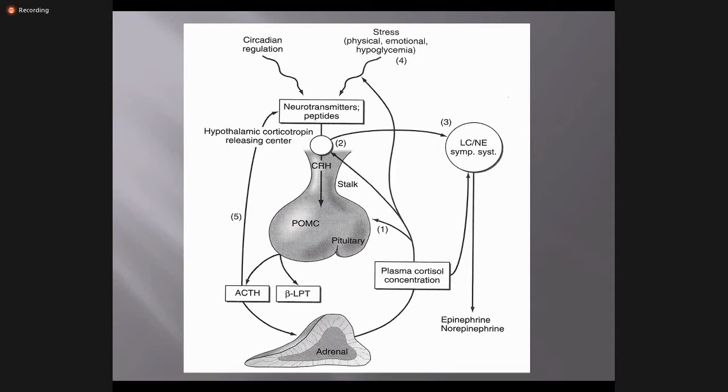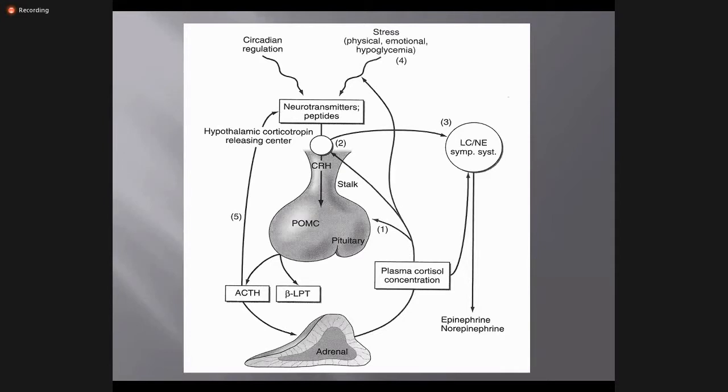The hypothalamus releases the hormone corticotropin-releasing hormone, CRH, and this hormone acts on the anterior pituitary gland to secrete ACTH, adrenocorticotropic hormone. This adrenocorticotropic hormone acts on the adrenal cortex, that is the outer layer of the adrenal gland, which releases cortisol.